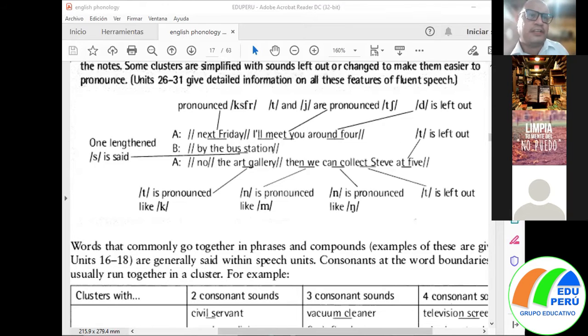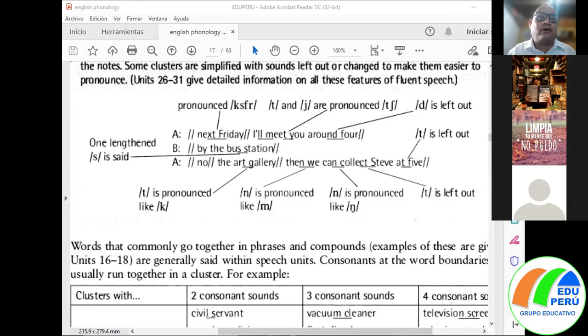Most of the time they have the schwa, and the rule says too that when we speak fluently, we are going to omit the schwa, the vowel schwa, and in that case, the consonant sound is going to be the nucleus of a syllable, but not all the consonant sounds. We have just three: L, M, N, which are going to be syllabic.